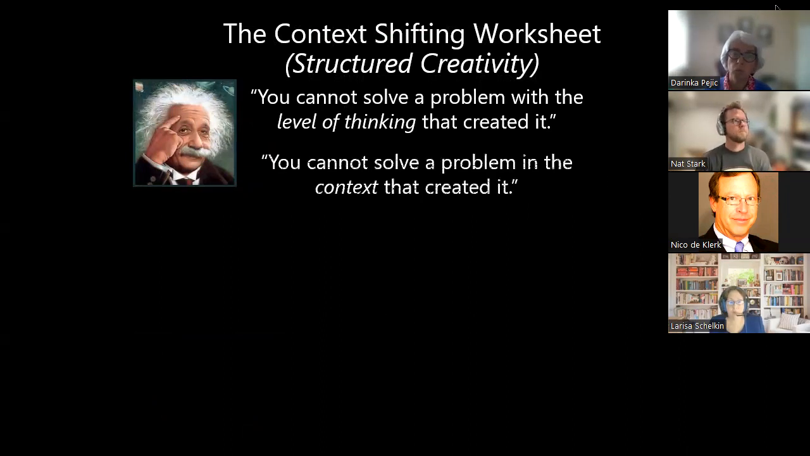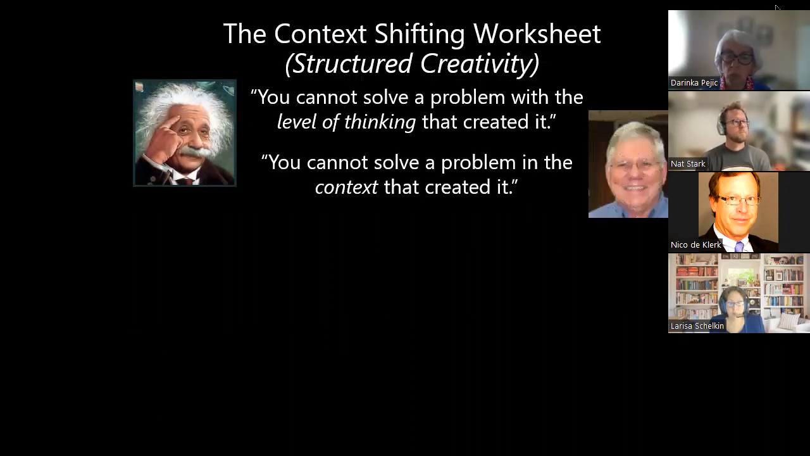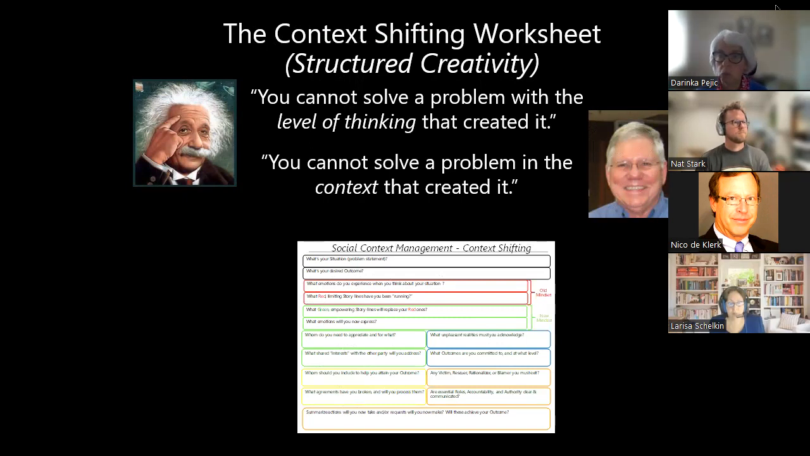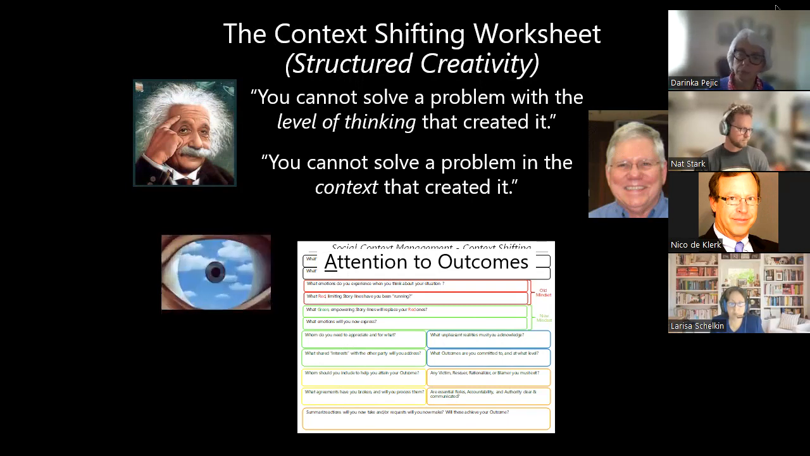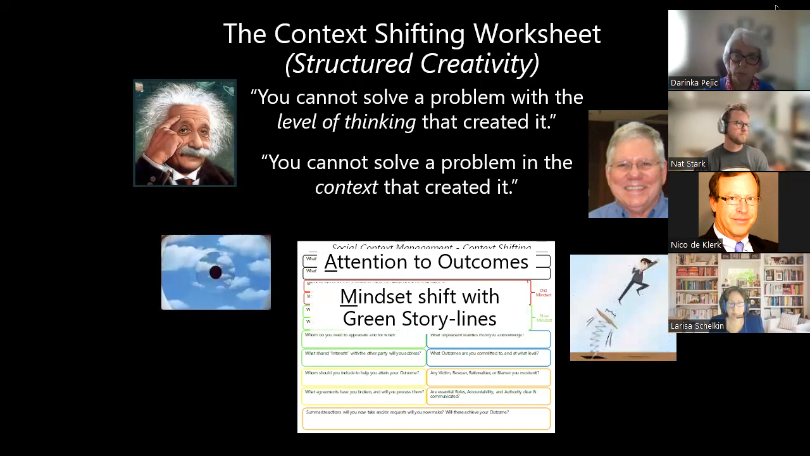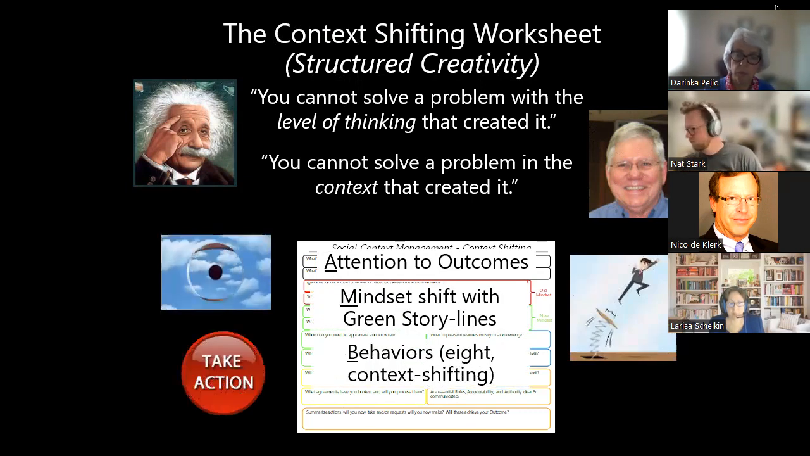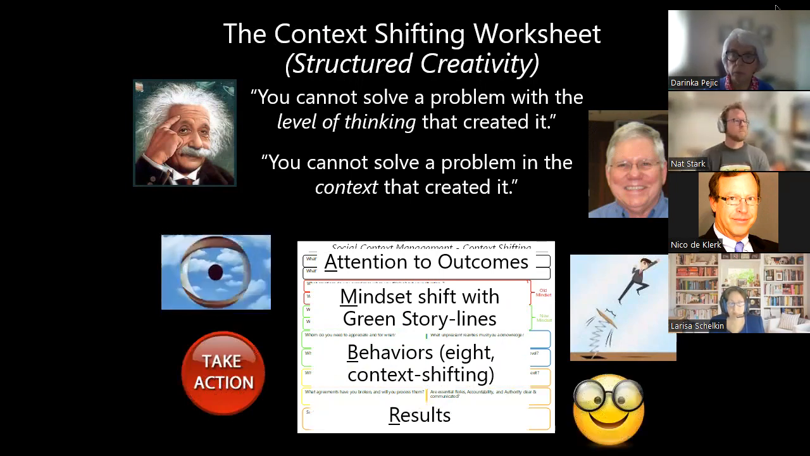Inspired by that, he asked me the other day, where's the AMBR in the context shifting worksheet? So there it is, very explicitly. You bring your attention to outcomes. What we tend to bring our attention to is a situation. We ruminate about the problem. Instead, at some point, look to where you want to go. Mindset shift, the behaviors and the results. It is AMBR writ large.